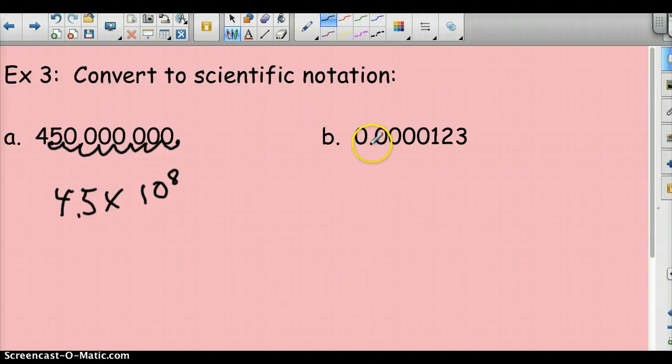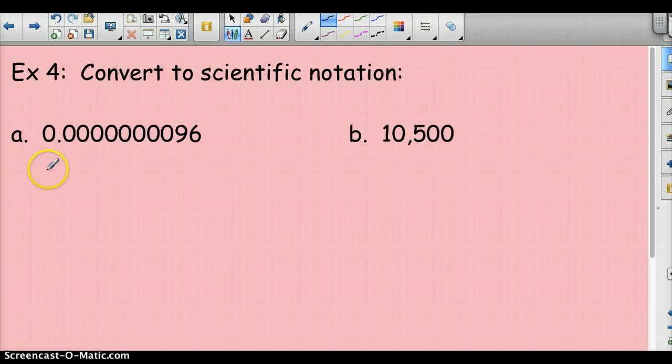Same idea here. We're going to move our decimal point until we find a number between 1 and 10. So I'm looking. No, 0.123 is not. Whoop, right there. 1.23 is a number between 1 and 10. Let's count the spaces. 1, 2, 3, 4, 5 spaces. And we moved 5 spaces to the right. That's why it's to a negative power.